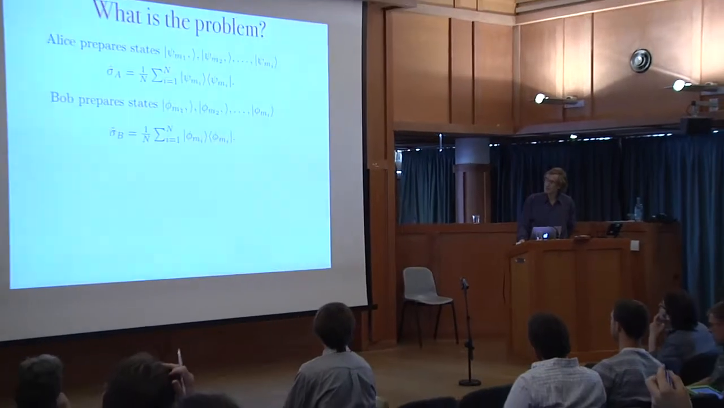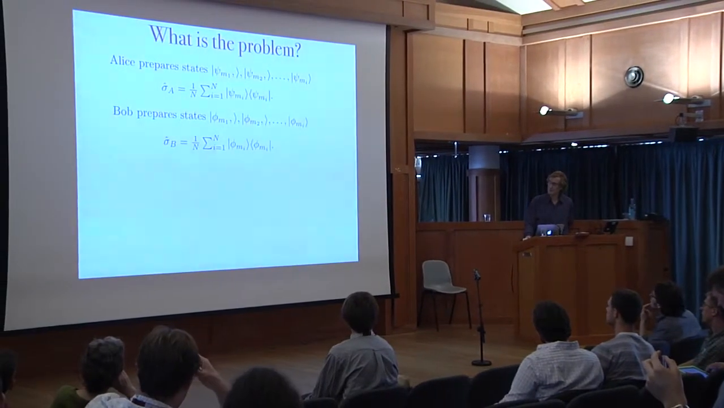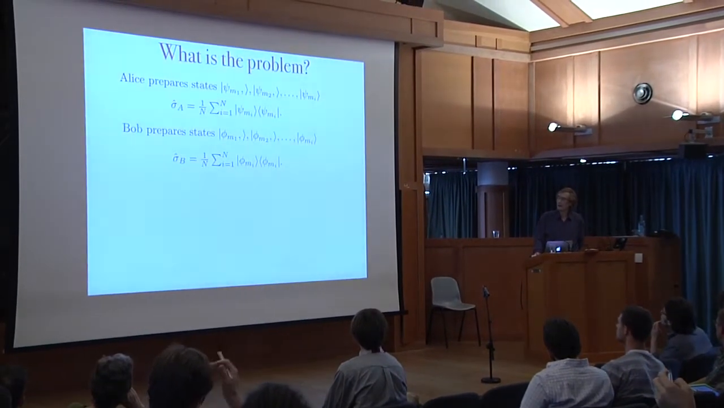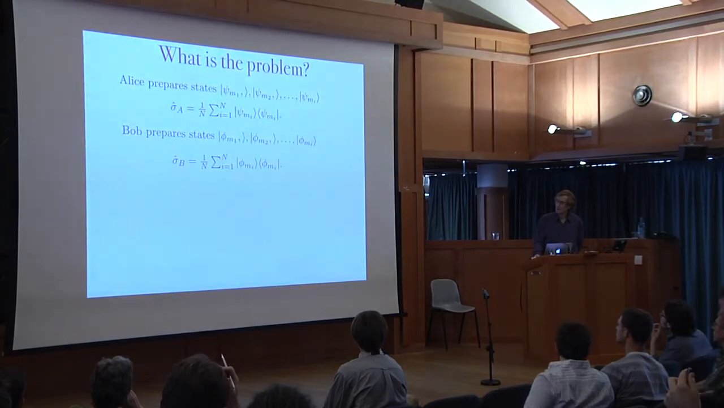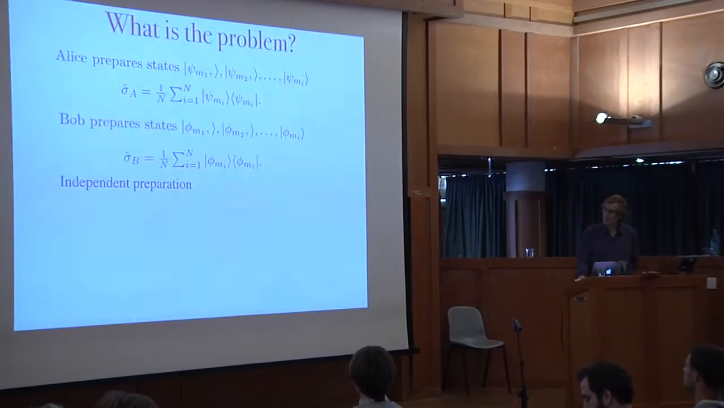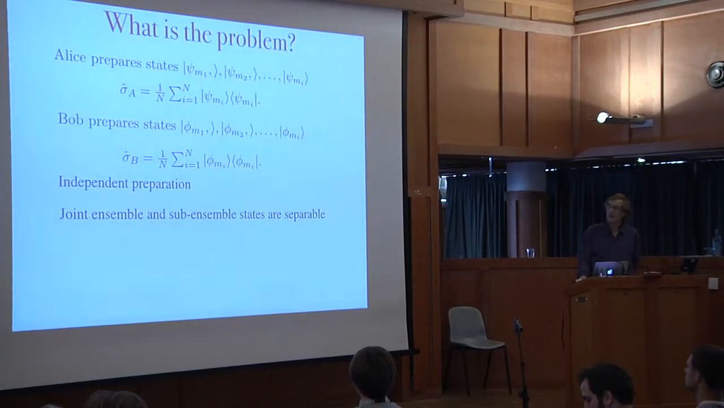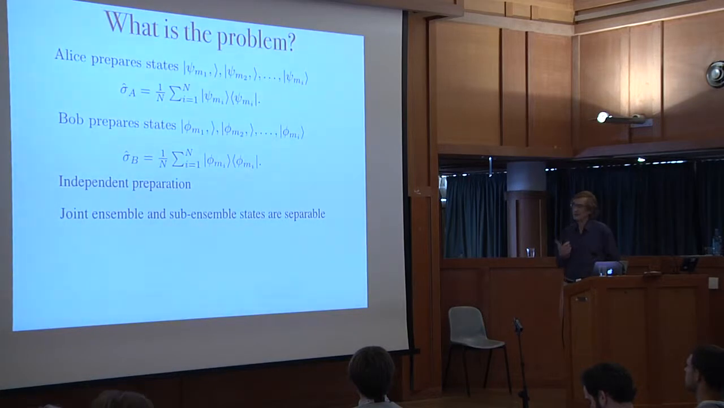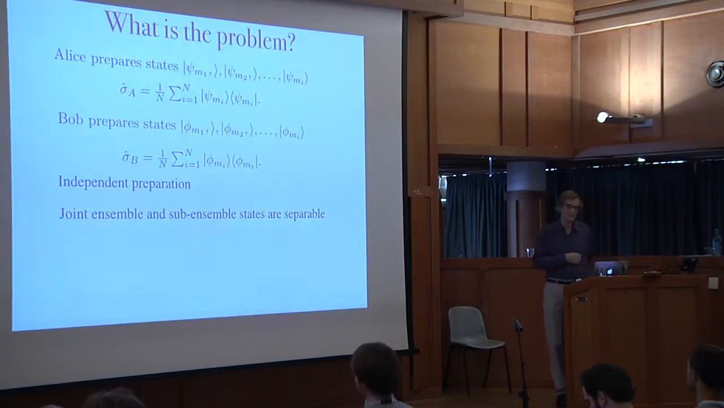So let Bob do the same thing, prepare a bunch of states, but let him do it independently of Alice. He'll have a state like that for his. The most important thing is that they're independent. Because they're independent, the ensemble as a whole must be separable, and also any sub-ensemble of states must be separable.